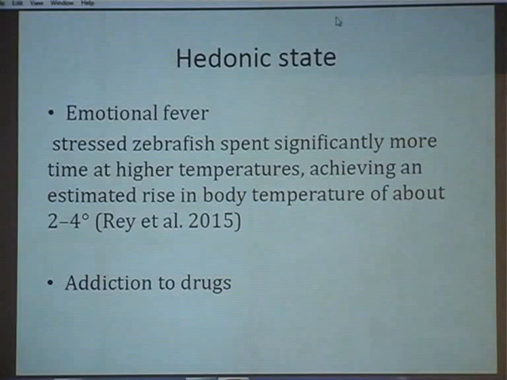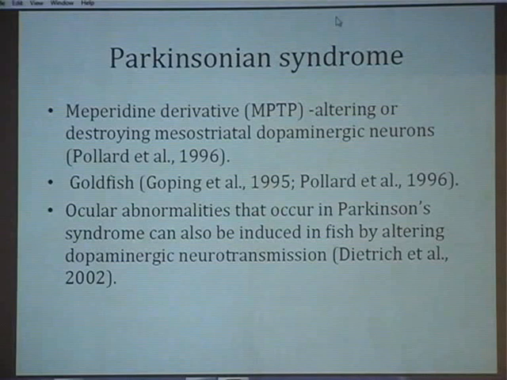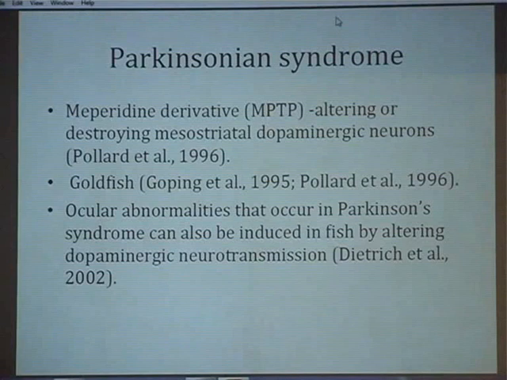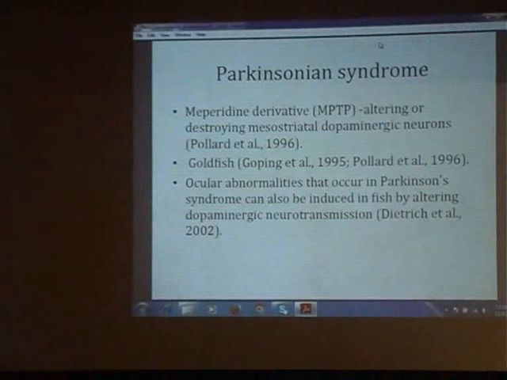Another interesting thing, in connection with Parkinson's disease and the mesolimbic dopamine system: MPTP is usually given to induce Parkinson's disease in mammals like rats. If you give it to goldfish, it will develop similar conditions. And Derek says that the ocular abnormalities that are common in Parkinson's syndrome can also be induced in fishes by altering dopaminergic neurotransmitters.